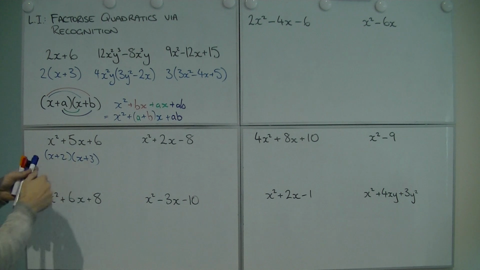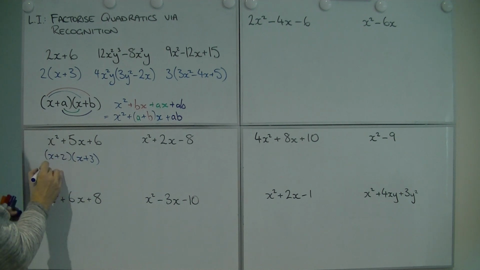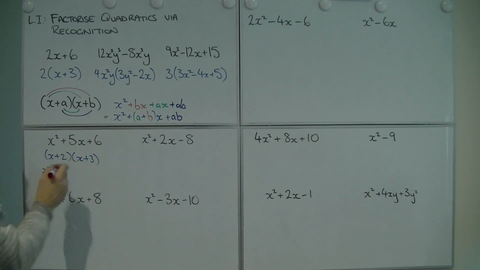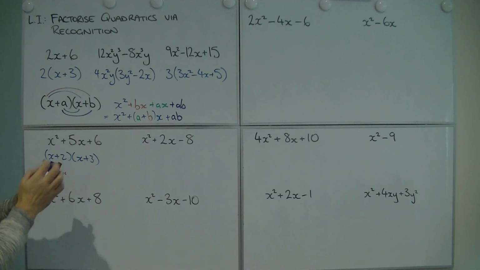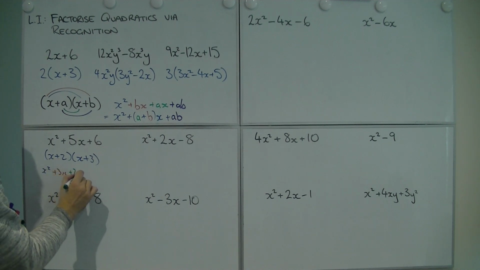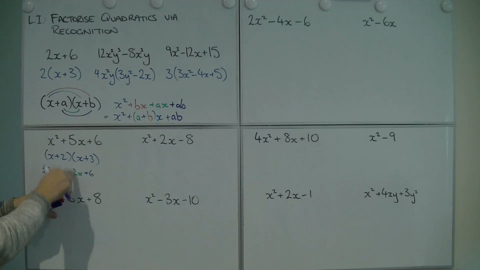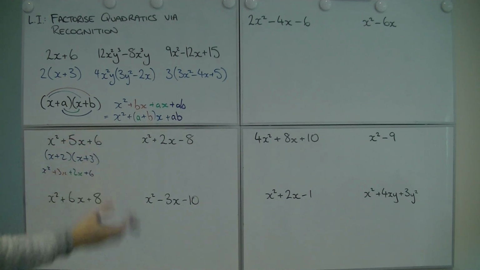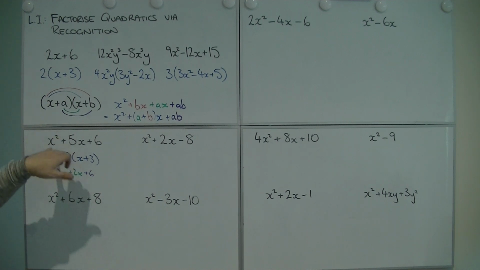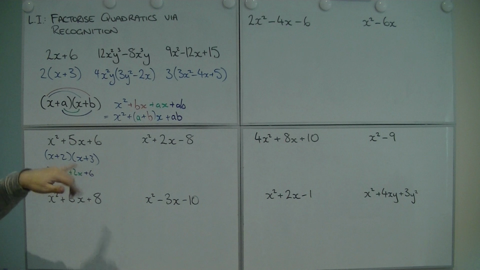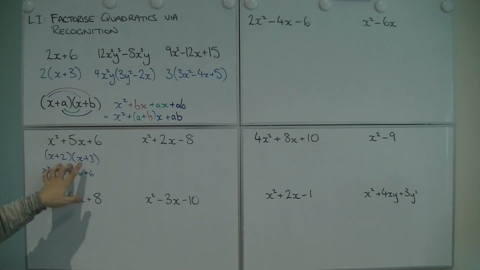Okay? Well, we should always check if this works, so x by x, x squared, x by 3, which we did in red, 3x, 2 by x, 2x, and 2 by 3 is 6. Is this the same? x squared, yes. 3x and 2x makes 5x, yep. 6 is 6, beautiful, we know that that works. Okay, so that's the gist of recognition. All you're doing is, so long as you've got x squared plus some amount of x plus some number, or minuses for that matter, you'll be able to potentially do recognition.